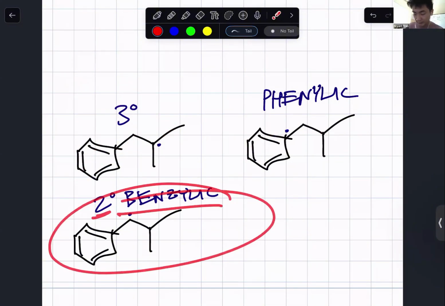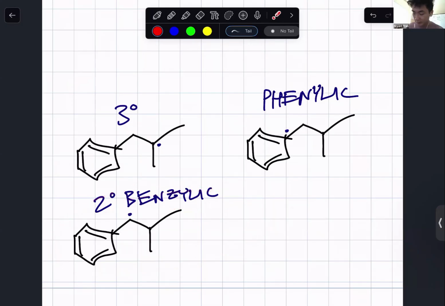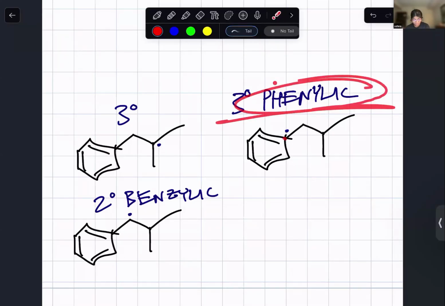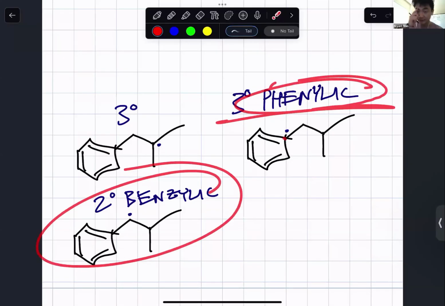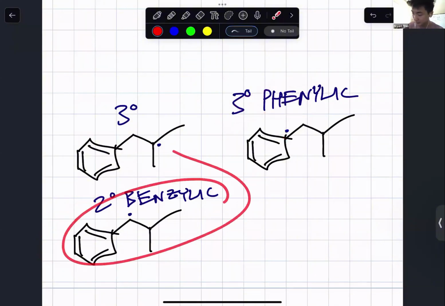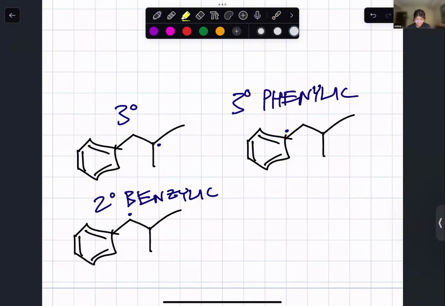Even though it's secondary, which is less hyperconjugated than tertiary, it has this benzylic part to it, which can do resonance with the benzene, making this more stable than the tertiary one, right? This is a tertiary phenylic, right? Phenylic cannot do resonance. So that's why this is less stable than this secondary benzylic. The secondary benzylic is more stable. Like option C and option E and D is basically the same thing, right? Yeah, they're all phenylic, right? They're all basically the same thing, correct?